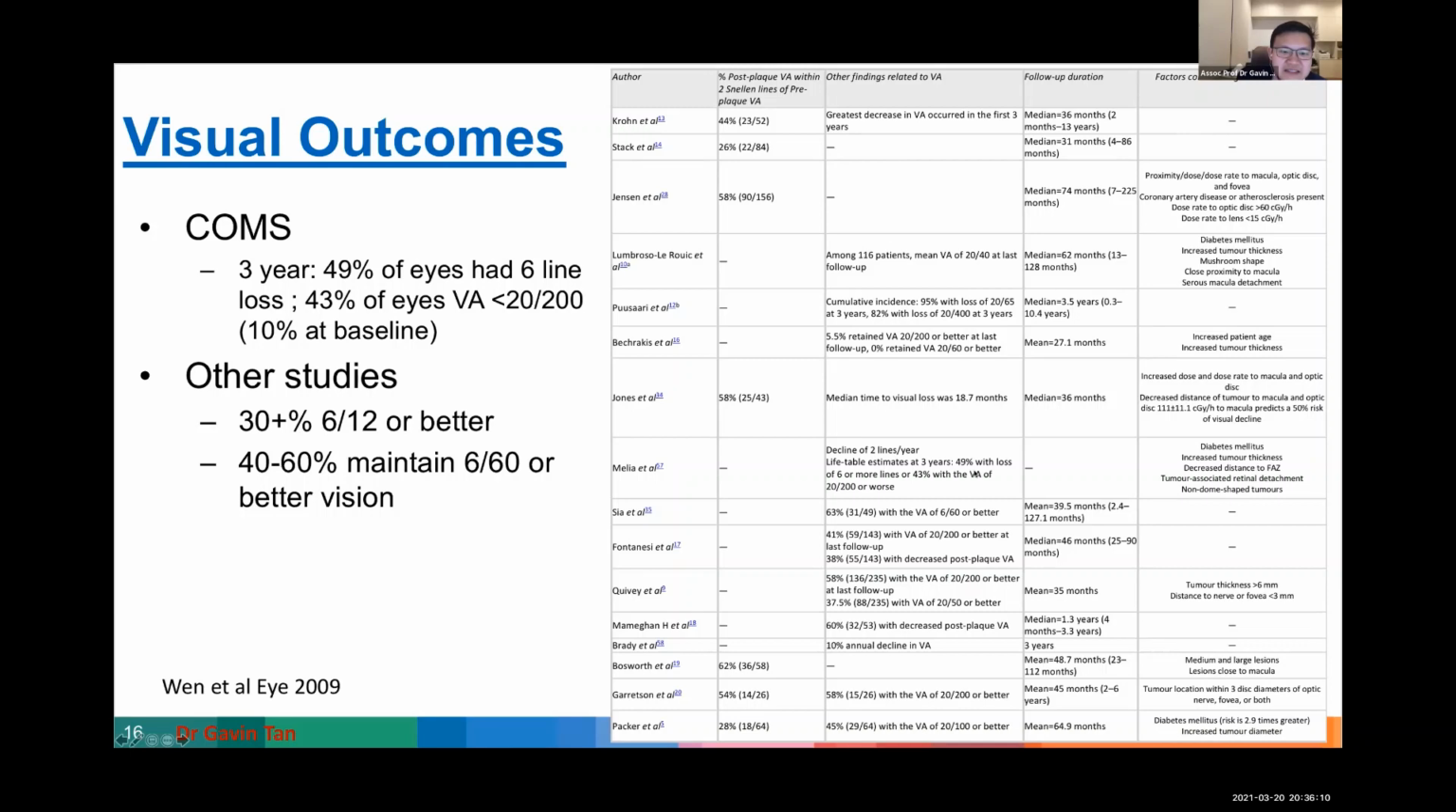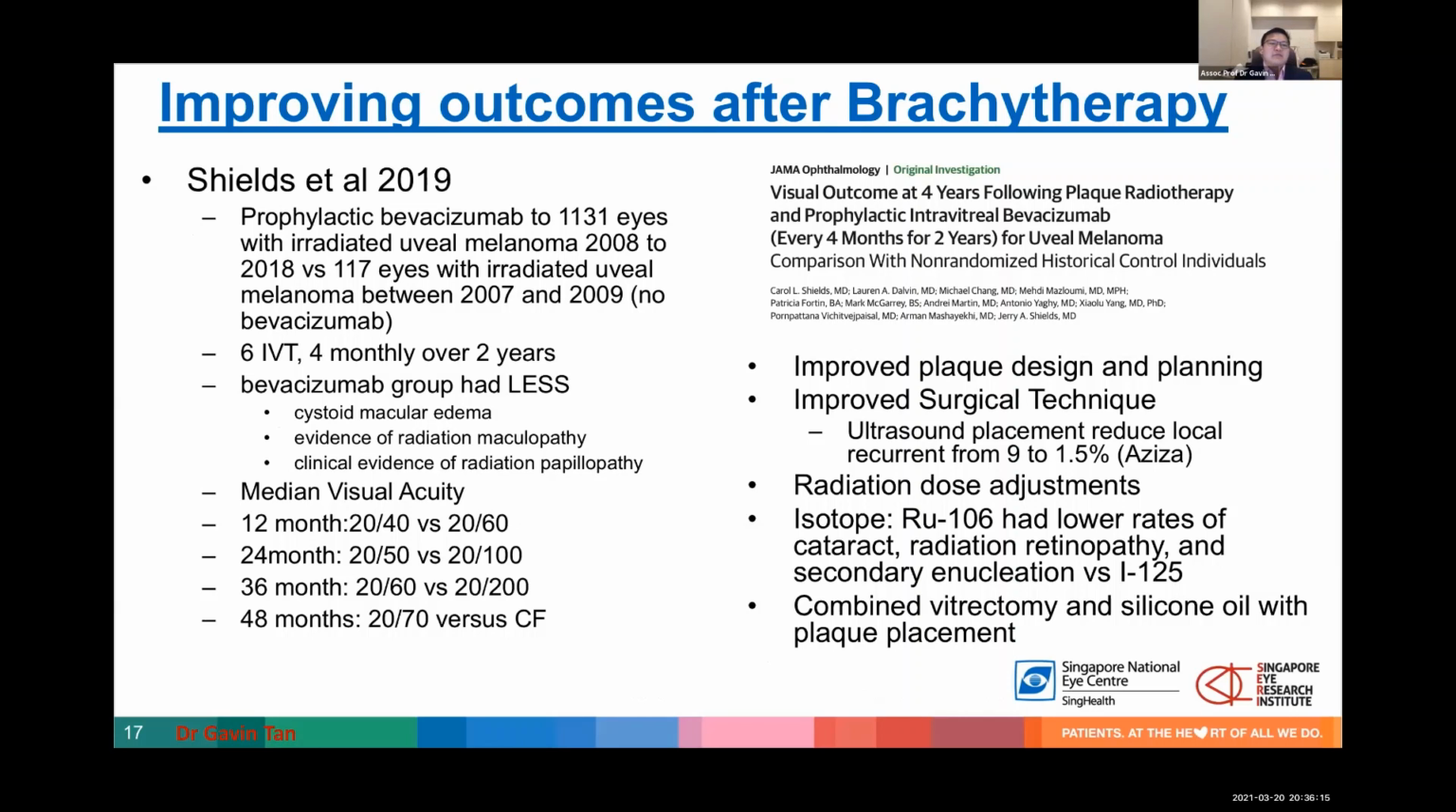But we also know that there have been recent reports of people trying to do various things to improve both local recurrence as well as visual outcomes in brachytherapy. A recent study from Carol Shields' group looked at using prophylactic bevacizumab in patients that undergo brachytherapy treatment for uveal melanoma. They found, compared to historical controls, and that's very limited because this is a retrospective comparative and not an RCT, that median vision at various time points was much better in the group where they gave this 4-monthly prophylactic bevacizumab treatment over 2 years.